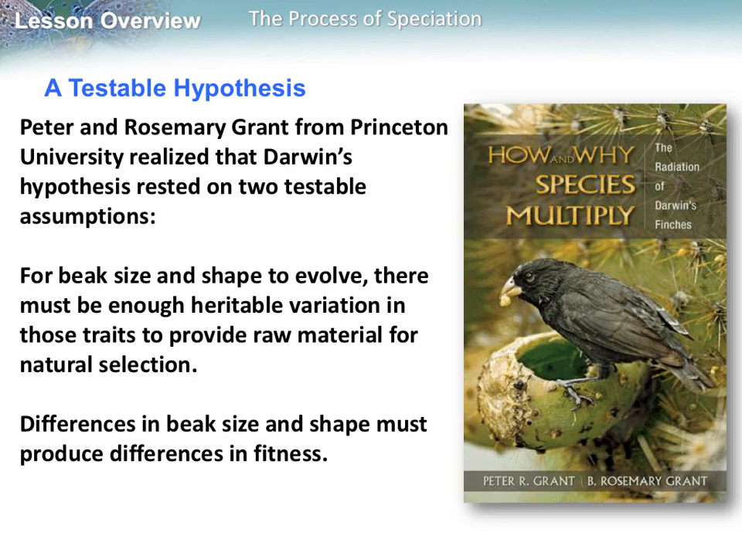Peter and Rosemary Grant from Princeton University realized that Darwin's hypothesis rested on two possible assumptions. For beak size and shape to have evolved, there must be enough heritable variation in those traits to provide raw material for natural selection. So there must be a variety of beak sizes, and the differences in beak size and shape must produce differences in fitness. So some beak sizes make you more readily able to reproduce.